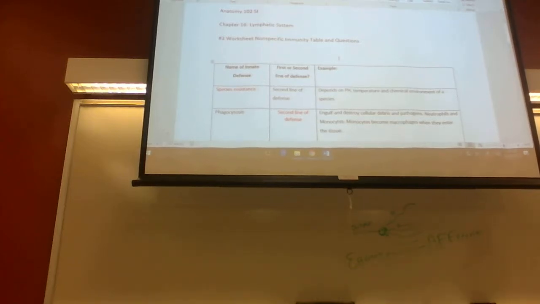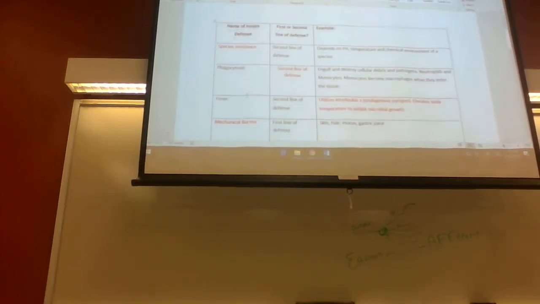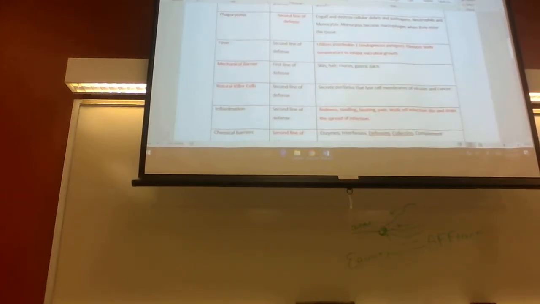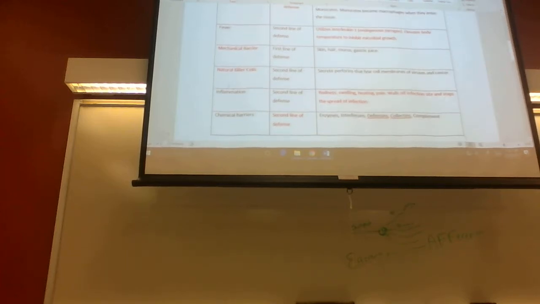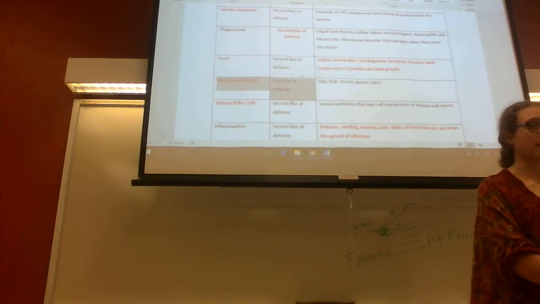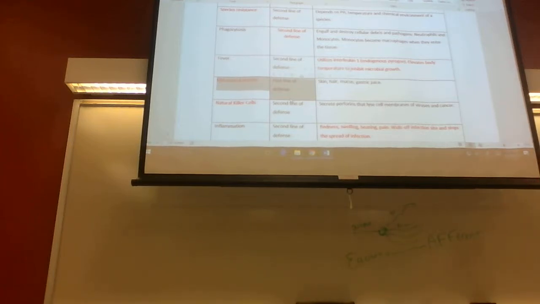So going through this: species resistance, phagocytosis, fever, mechanical barrier, also known as your skin, your mucosa membrane. We're going to go through each of these. Natural killer cells, inflammation, and chemical barriers. All of these are second line of defense, by the way, except for mechanical barrier. Your mechanical barrier, also known as your skin, is the only first line of resistance.